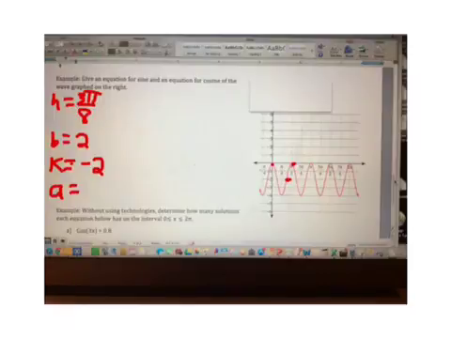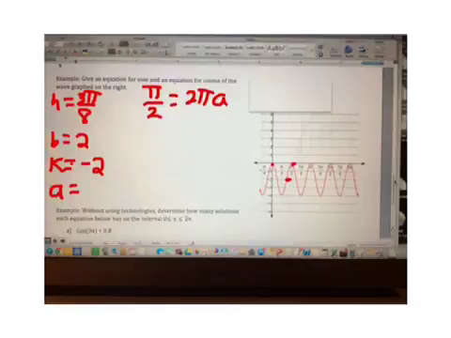Okay. So we just said that we have a distance of 0 to pi over 2 for our period. So that means pi over 2 is 2 pi times a. And so we can say that the pi's cancel, so we have 1/2 equals 2a. When I move this 2 to the bottom, I get 1/4 equals a.